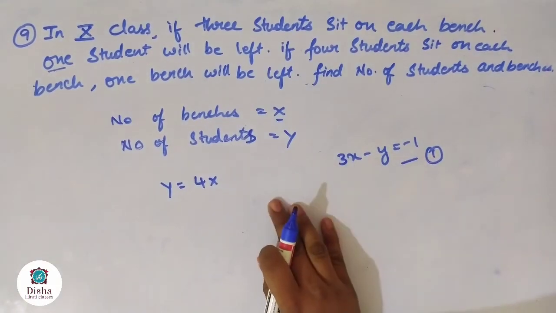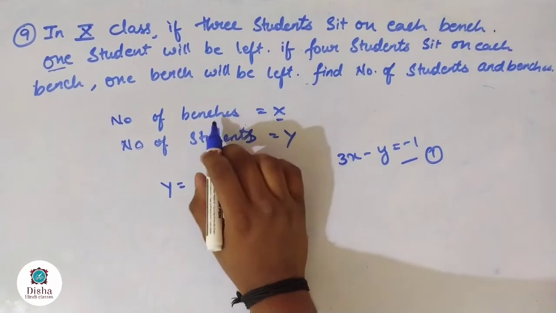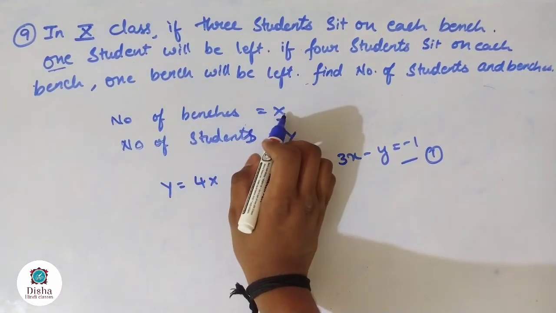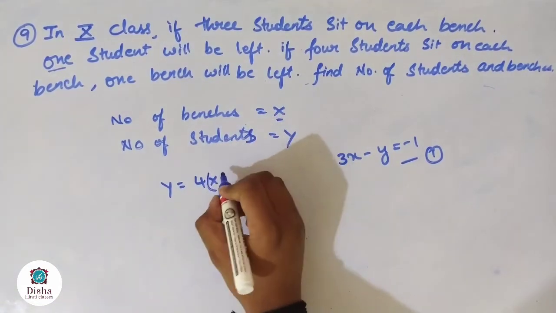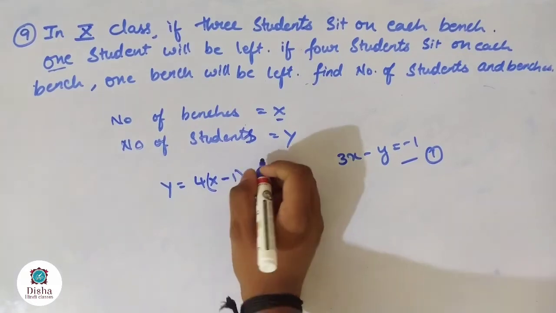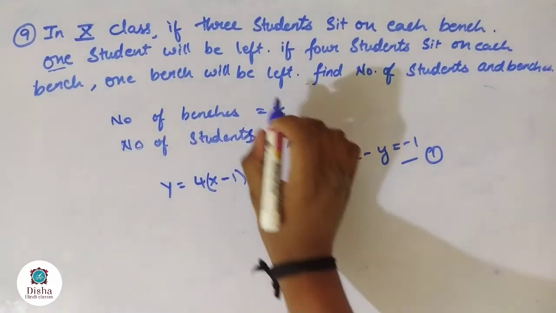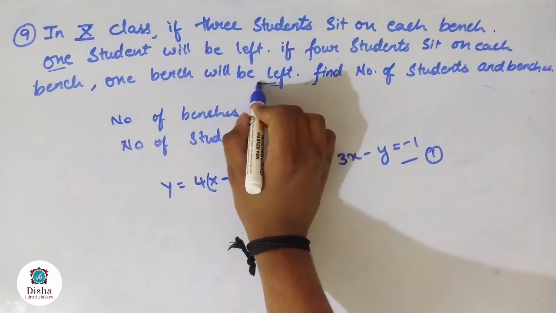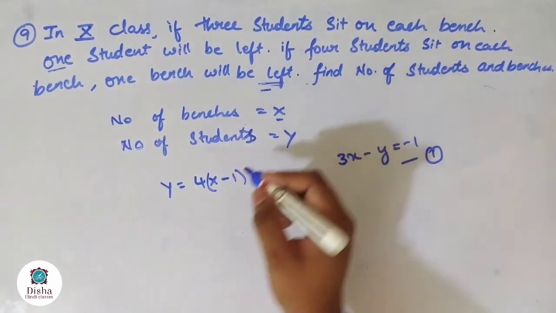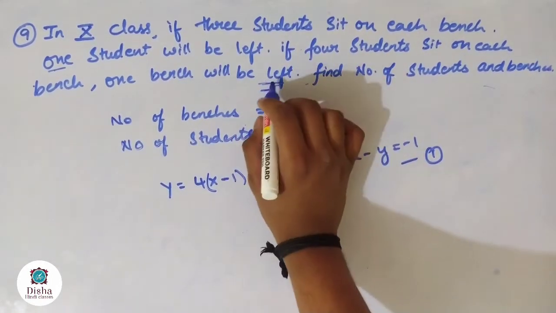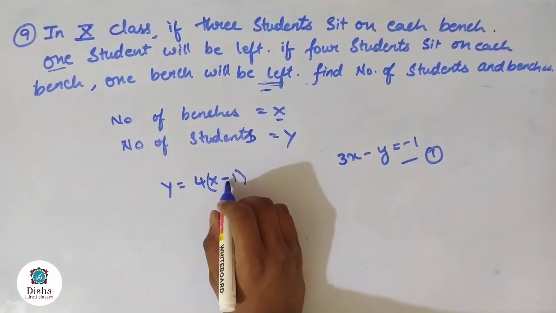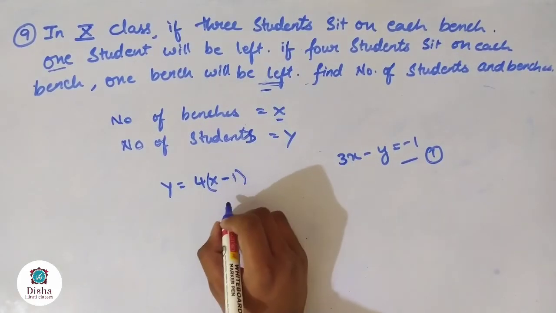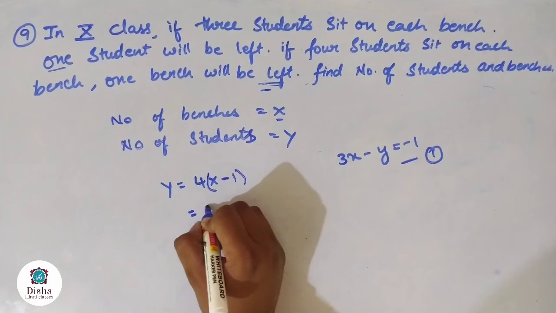On a bench, 3 can sit. But here we have considered the number of benches as x. So one bench will be left, so x minus 1. One bench will be left means it is extra, it is not required there, so we are subtracting it. So x minus 1.